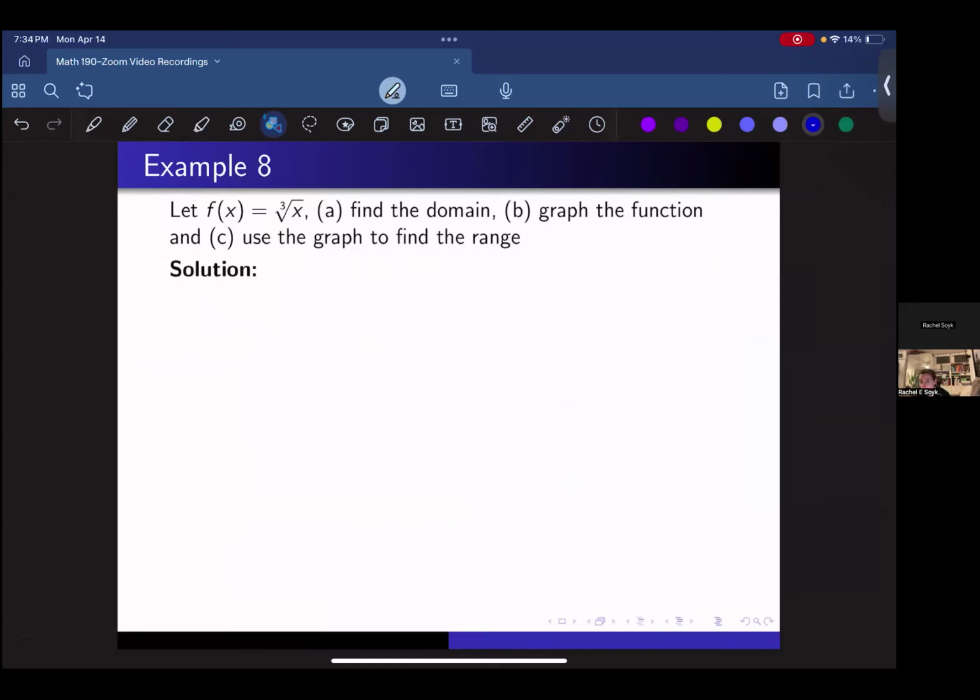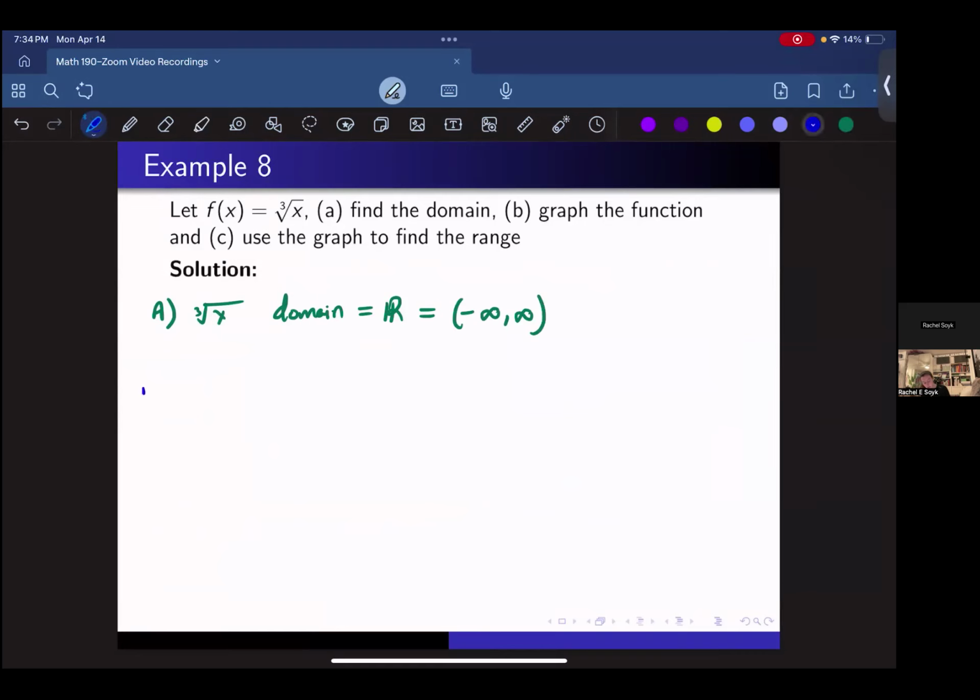Now let's look at example 8. We have this cubic function, our cube root of x. First step, just find the domain. It's an odd index. So our domain, we have no restrictions. We have all real numbers in interval notation. That's just negative infinity to positive infinity.